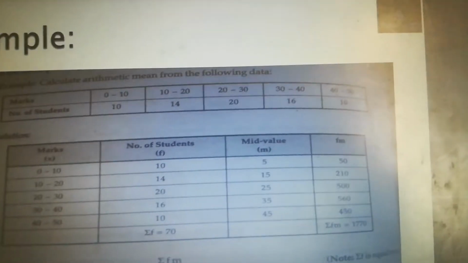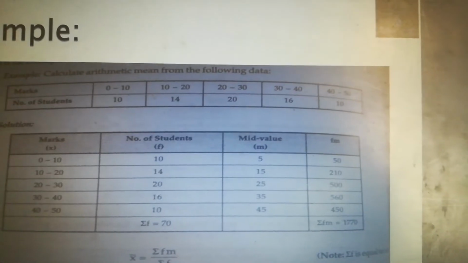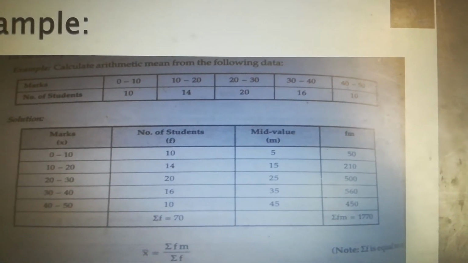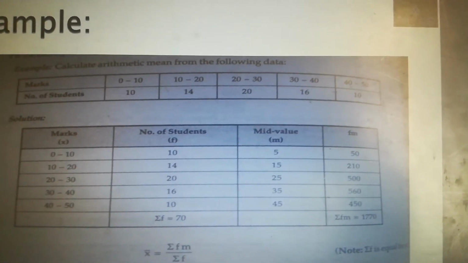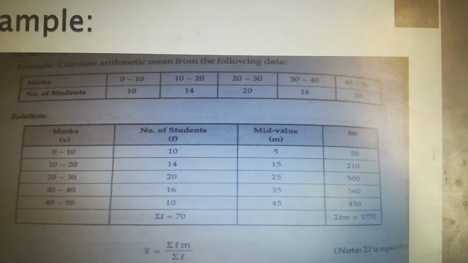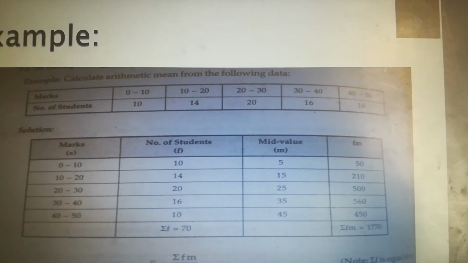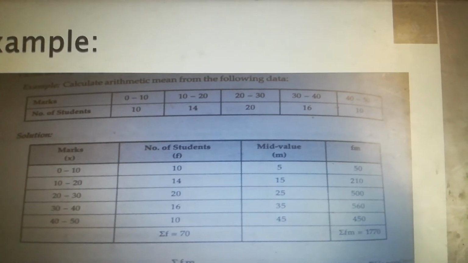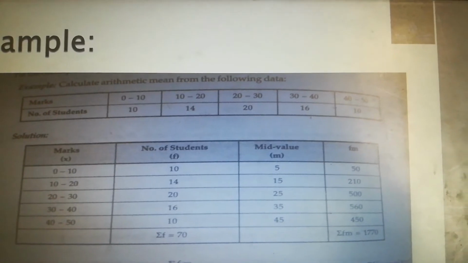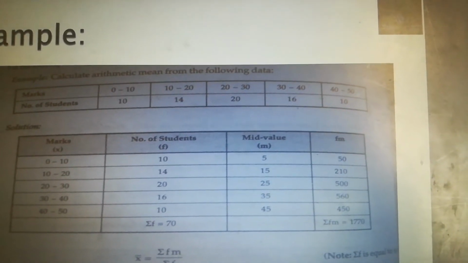Okay, so here are the marks for the following data; almost 70 students' marks are given. Students who got marks ranging from 0 to 10 number 10 students. So the mid value will be 5, isn't it? 0 plus 10 divided by 2, mid value 5. And so fm is equal to 10 into 5, 50.